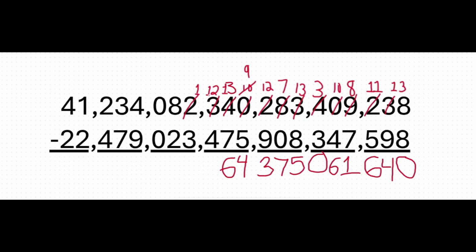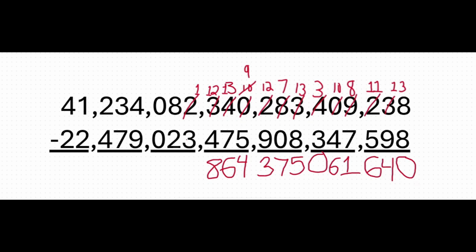12. Now 12 take away 4, class. What is 12 take away 4 going to be? Very good. It's going to be 8. Next column, we have 1 take away 3.